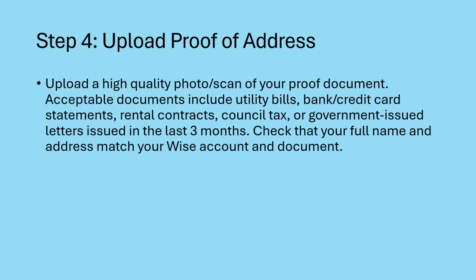Step 4. Upload proof of address. Upload a high quality photo or scan of your proof document. Acceptable documents include utility bills, bank credit card statements, rental contracts, council tax or government issued letters issued in the last 3 months. Check that your full name and address match your Wise account and document.